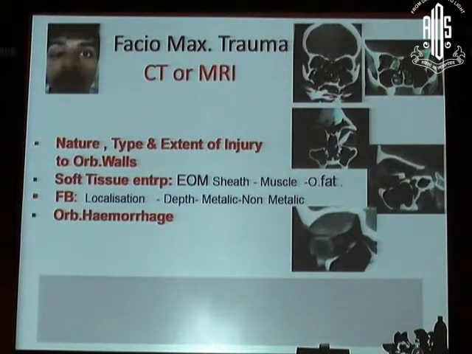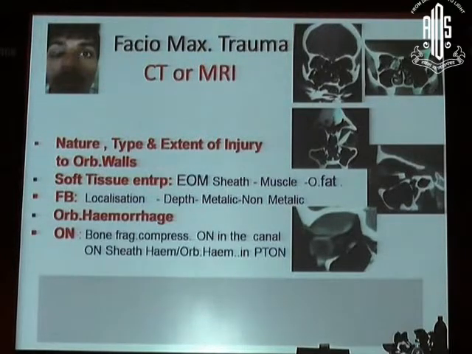One wants to also know whether there is any orbital hemorrhage, and if it is there, whether it is in the intraconal space or the subperiosteal space, because this will help us to find out the cause of visual loss. In case of visual loss, one has to look for bone fragment compression of the optic nerve in the canal, or one has to look for optic nerve sheath hemorrhage.